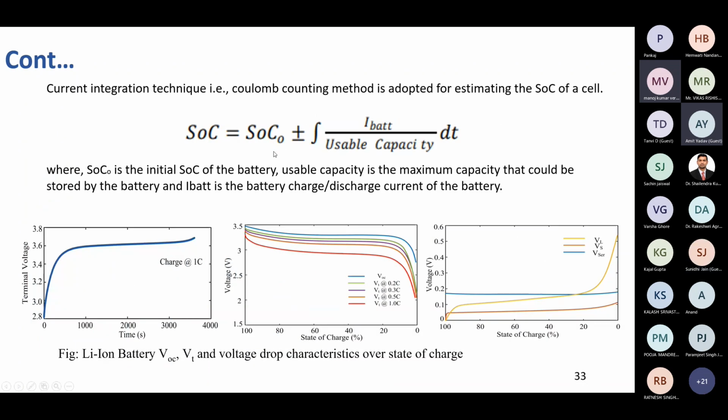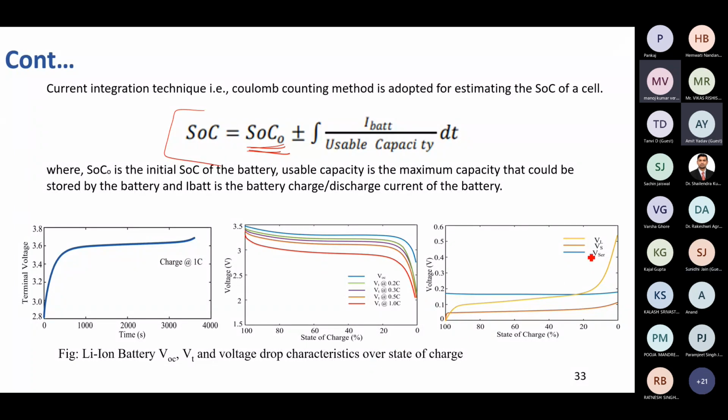And this is the conventional Coulomb counting method. What is the formula used to measure the conventional state of charge? You can see the SOC initial value, and plus or minus depending on whether it is charging or discharging. We take the battery current with the usable capacity over a period of time, so each time it will be updated. The current will be integrated over a period of time. These characteristics show a lithium ion battery's open circuit voltage and discharging characteristics, which are almost in a linear range.